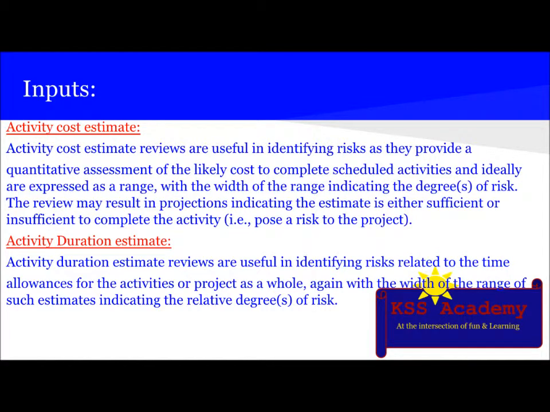The next input is the activity cost estimate, whose reviews are useful in identifying risks as they provide a quantitative assessment of the likely cost to complete scheduled activities and ideally are expressed as a range, with the width of the range indicating the degree of risk. The review may result in a projection indicating the estimate is either sufficient or insufficient to complete the activity, that is, poses a risk to the project. The next input is the activity duration estimate, whose reviews are useful in identifying risk related to the time allowance for the activities or project as a whole, again with the width of the range of such estimates indicating the relative degree of the risk.